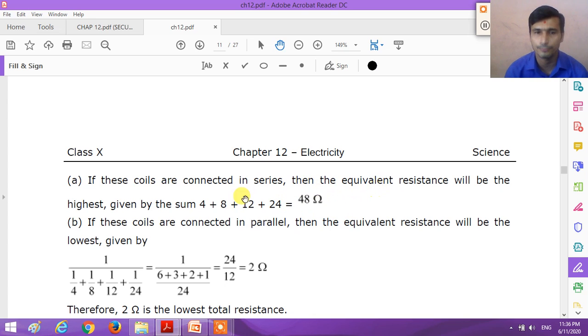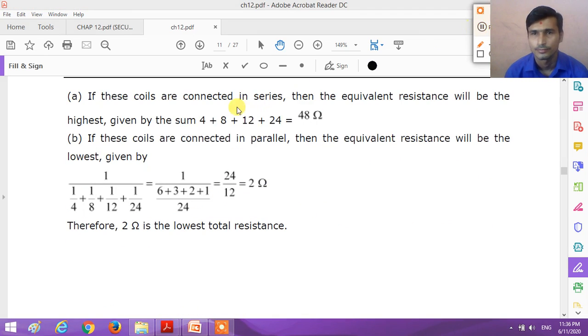So when the four resistances 4 ohm, 8 ohm, 12 ohm and 24 ohm are connected in series, the equivalent resistance will be the highest. And what is the value of this equivalent resistance? It is calculated by the sum of each resistance, right? We get the answer 48 ohm.